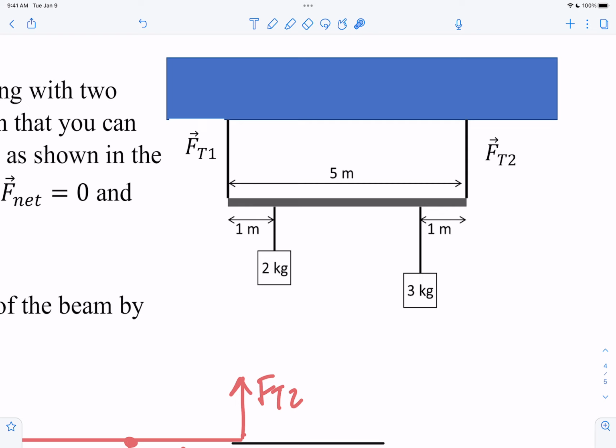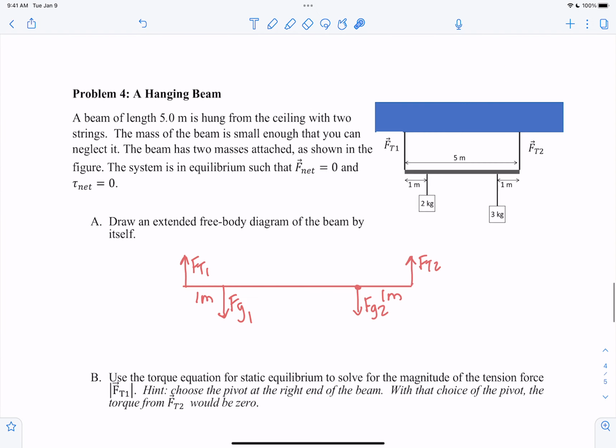So we're not interested if, for example, there's a block sitting on the beam, in the normal force that the beam exerts back on the block. We're just interested in the force of gravity that the block is exerting on the beam, or that the beam is feeling from the block. But yeah.